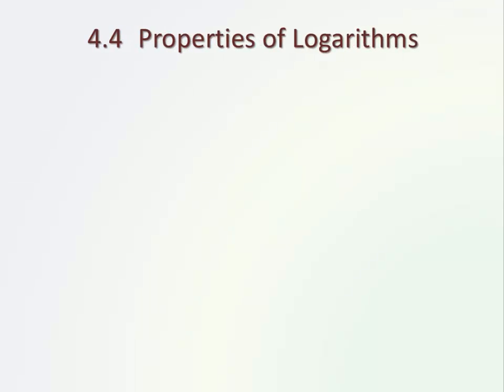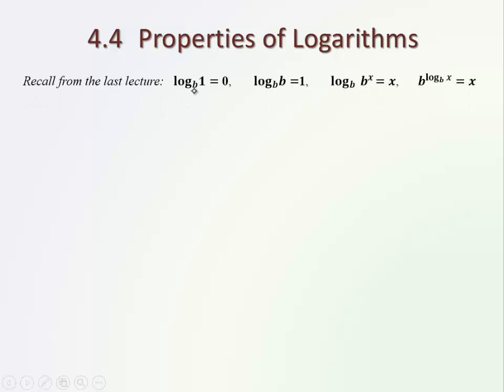In this lesson, we'll talk about properties of logarithms. Let's recall from the previous lecture these 4 facts. Any logarithm with base b of 1 is always 0 because b to the 0 is equal to 1. Any logarithm with base b of the same b is equal to 1 because b to the 1 is b. Logarithm with base b from b to the x, we can basically forget about log and the base b and leave it with x because b to the x is b to the x.